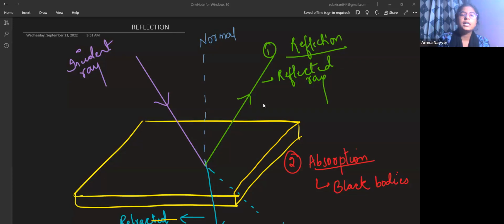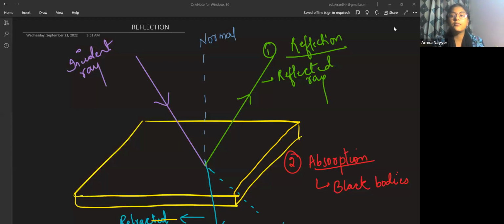All right. So yes, class, let us quickly complete this portion of reflection. We have to start with refraction also. So till the last class, what all have we seen? We have seen the basics of reflection. We have seen the laws of reflection, right? All the laws of reflection we have seen.